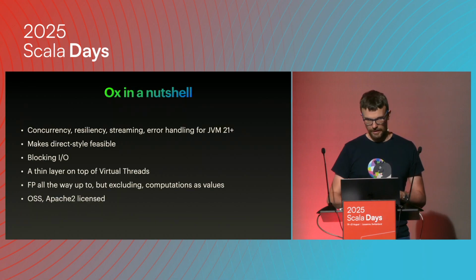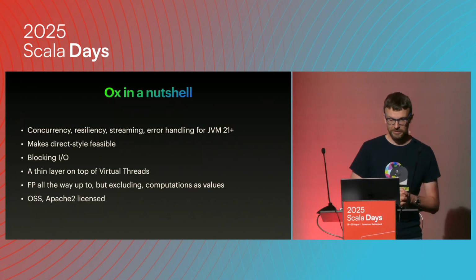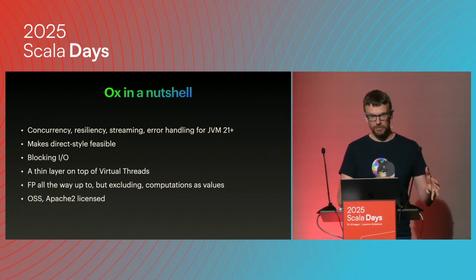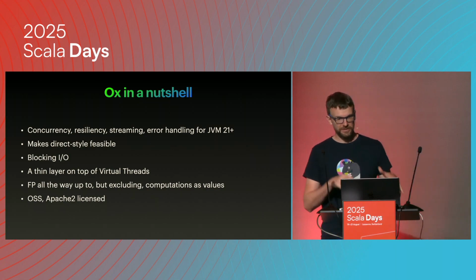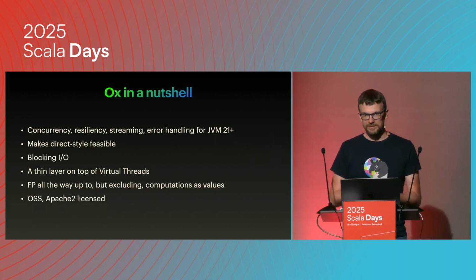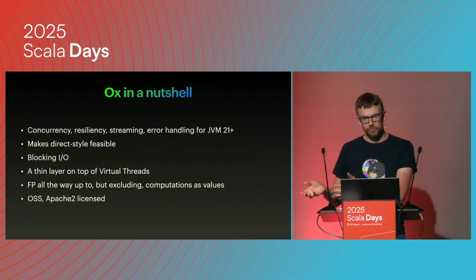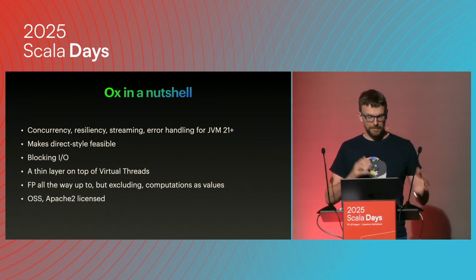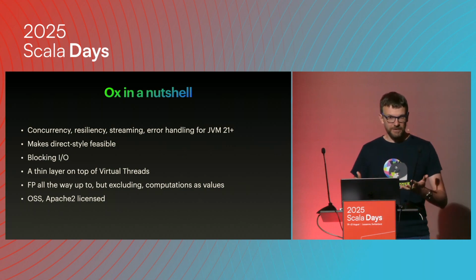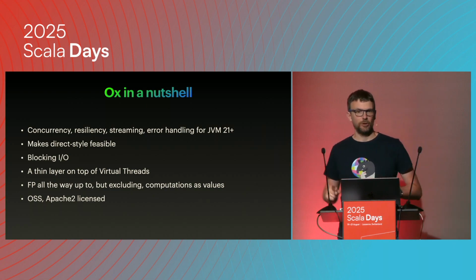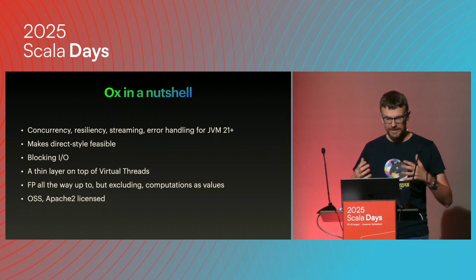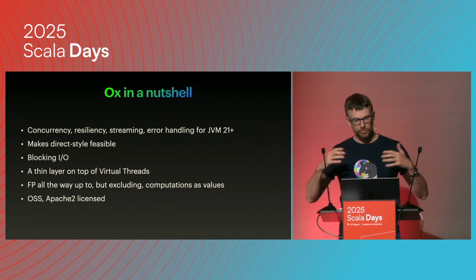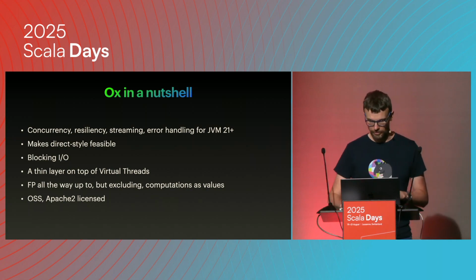Okay, so in a nutshell, Ox is a small library for concurrency, resilient streaming, and error handling for the JVM, for Scala 3. I think it makes writing direct style applications feasible. You can check out Bootzooka for a larger example of how it all looks. It's open source, Apache 2 licensed. It is functional programming all the way up to representing computations as values. So it's not pure functional programming, it's something a bit less, but I think it captures a lot of the really useful aspects of functional programming.